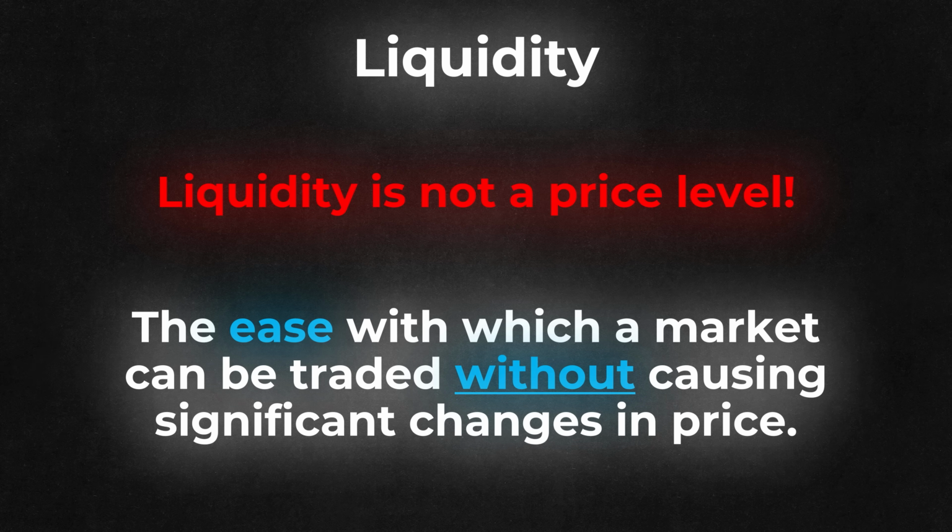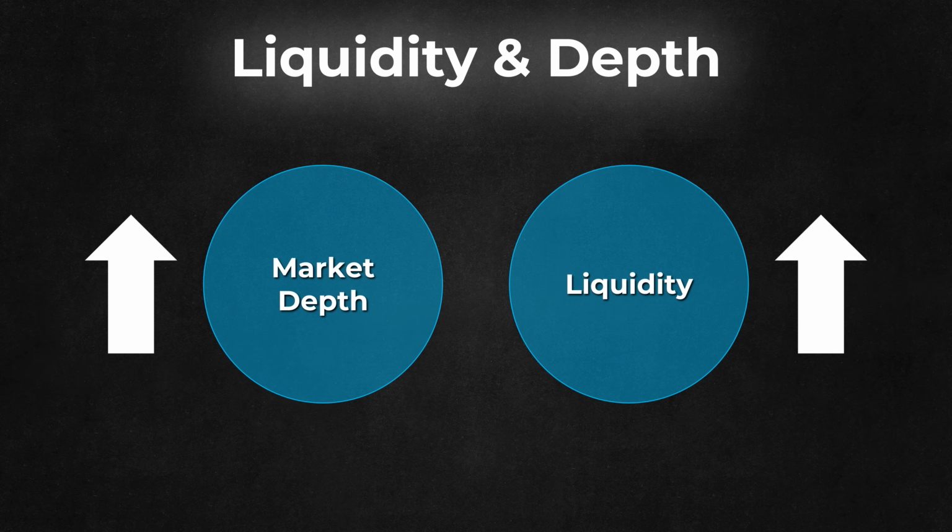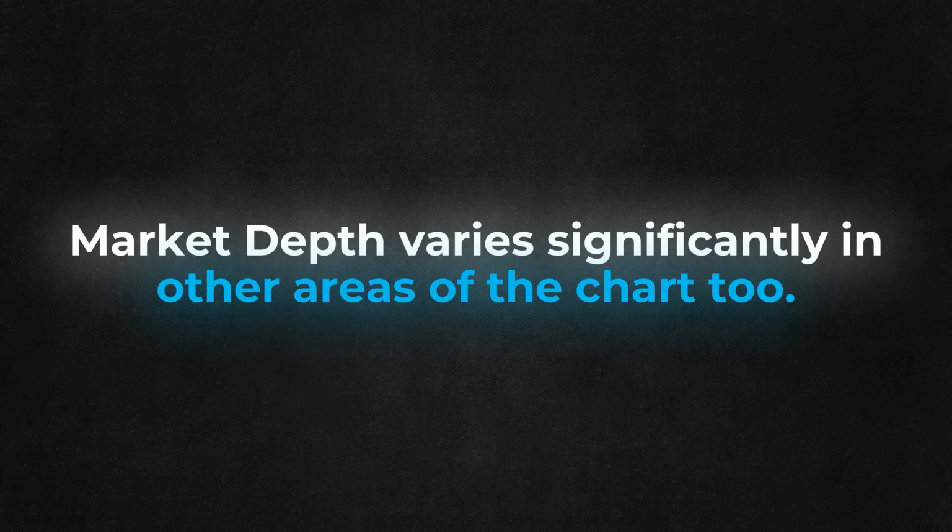Liquidity is linked to market depth, which is the number of orders in each price level. The greater the market depth, the greater the liquidity. Liquidity is indeed higher right above highs and right below lows, since those are natural places for stop orders to exist. But market depth varies significantly in other areas of the chart too.